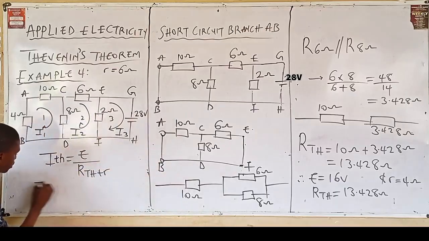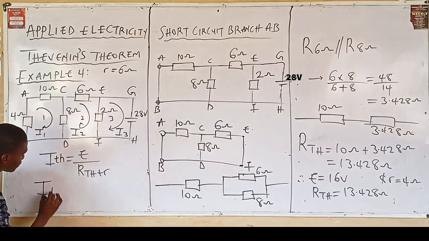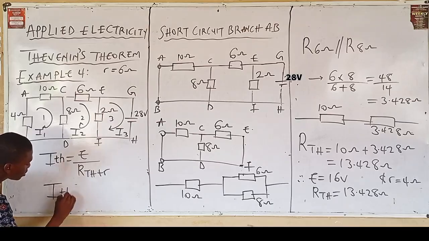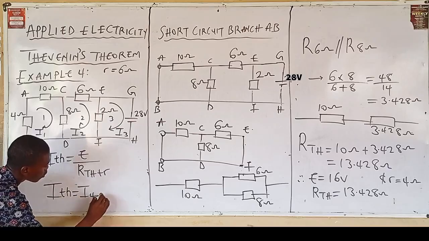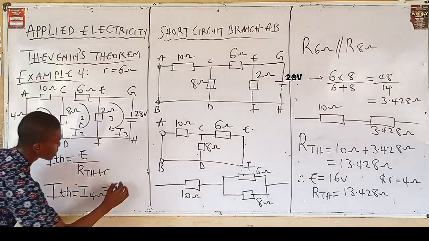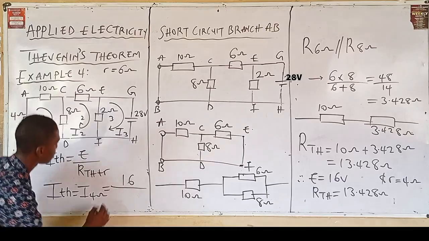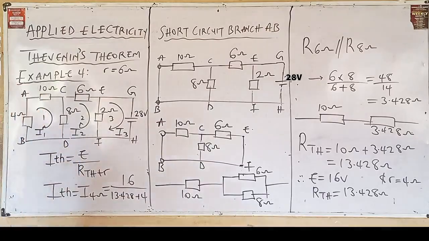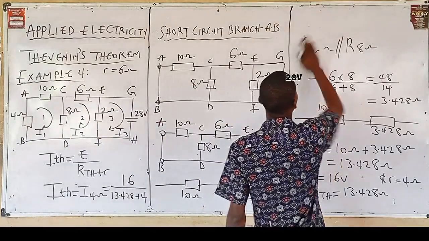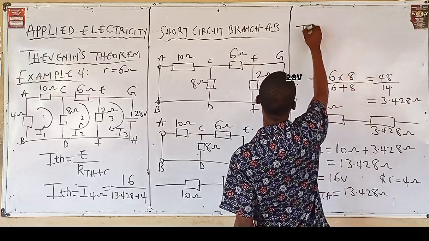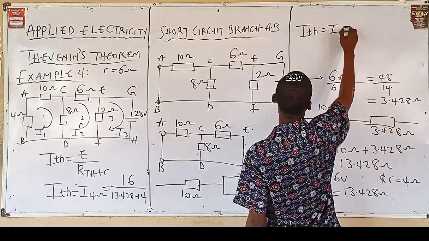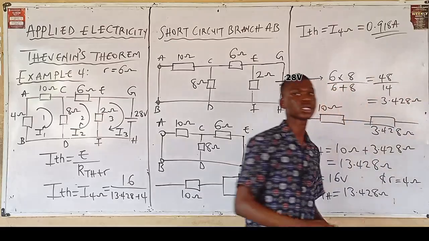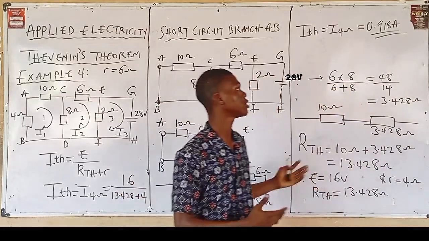Substituting the respective values, we have that I Thevenin, which is equal to the current flowing through the 4 ohm resistor, is equal to 16 all divided by 13.428 plus 4. By the time we put this in our calculator, we then have that I Thevenin, which is the current through the 4 ohms, is 0.918 ampere.